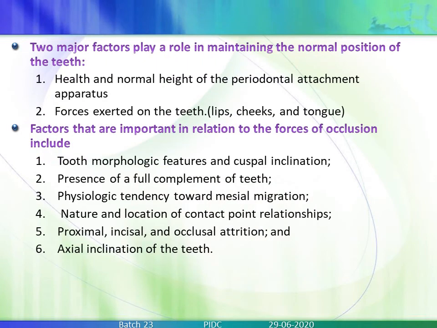Two major factors play a role in maintaining the normal position of the teeth. One is the health and the normal height of the periodontal attachment apparatus. Second are the forces exerted on the teeth, for example by the lips, cheek, and tongue. So if there is an increased force from the tongue, for example a macroglossic tongue, that could result in pushing of the teeth outward, and lisping could be one of the problems of macroglossia.